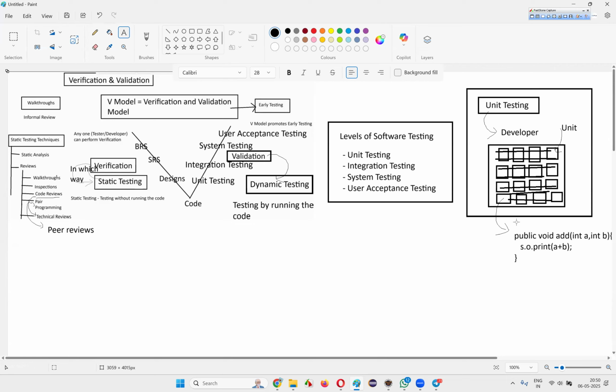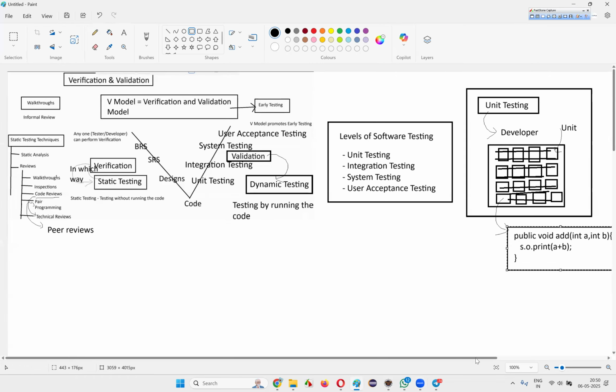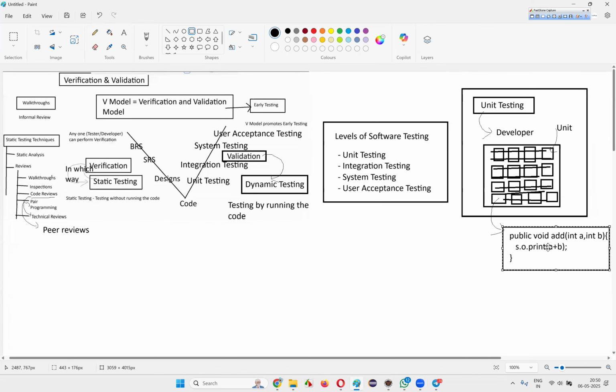Can this particular method be tested as a unit? Yes, right? I'll call this add method and pass 5 and 4. Into a, 5 will go, and into b, 4 will go. System.out.println of 5 plus 4, how much output is coming? If the result comes as 9, that means this code is working fine.